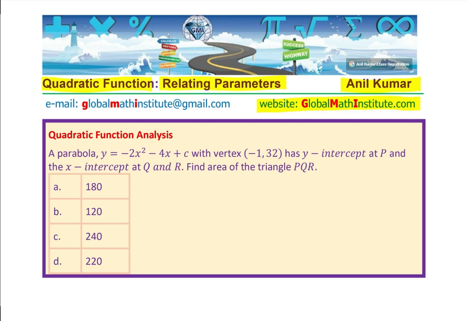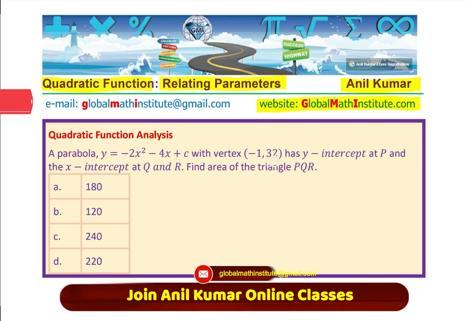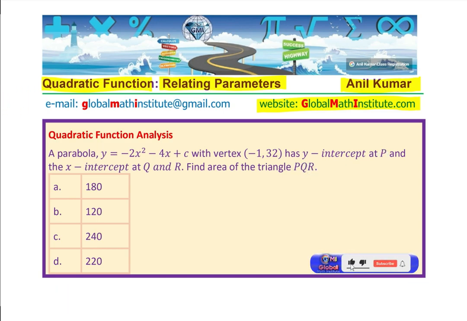Let us first look into the strategy which should be adopted to solve such a question. As you can see, we are given the equation where c is not known to us. We can find the value of c using the vertex (-1, 32). And once we find the value of c, we can find both x and y intercepts. That should help us find the area of the triangle PQR, where P is the y-intercept and Q and R are the x-intercepts. So I hope the strategy is clear. You can pause the video, answer the question, and then look into my suggestions.